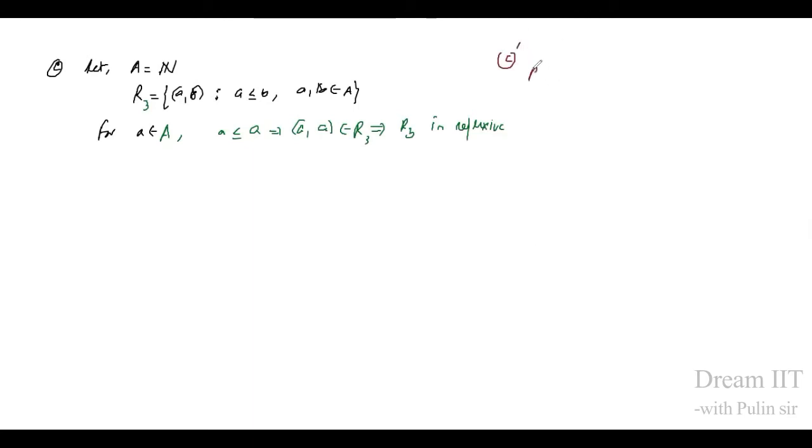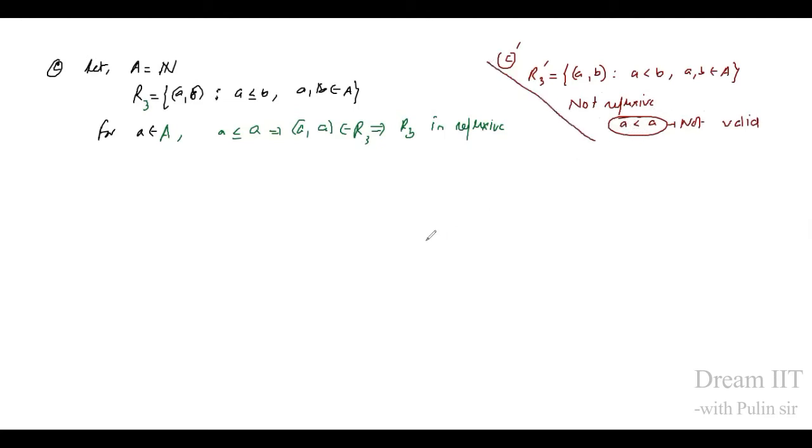Whereas I write just here as C dash by the side. Had this relation been something like this, say, A, B where A is strictly less than B, A, B belongs to A, then it would not be reflexive. Why? Simple reason, because A cannot be less than A. This is not valid. So this relation would not have been reflexive. Be careful. Only the equality is a matter here. That's a big matter in fact. We sometimes may overlook.